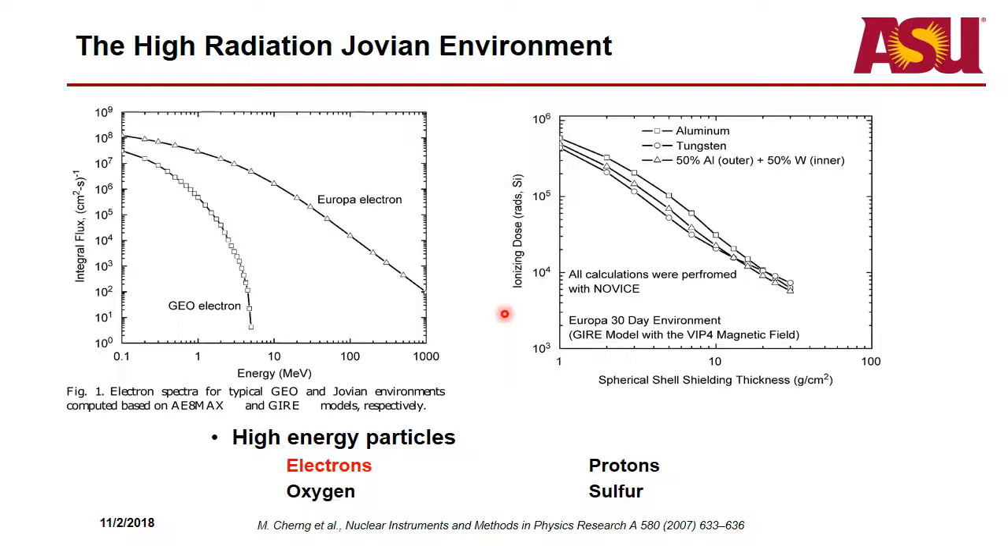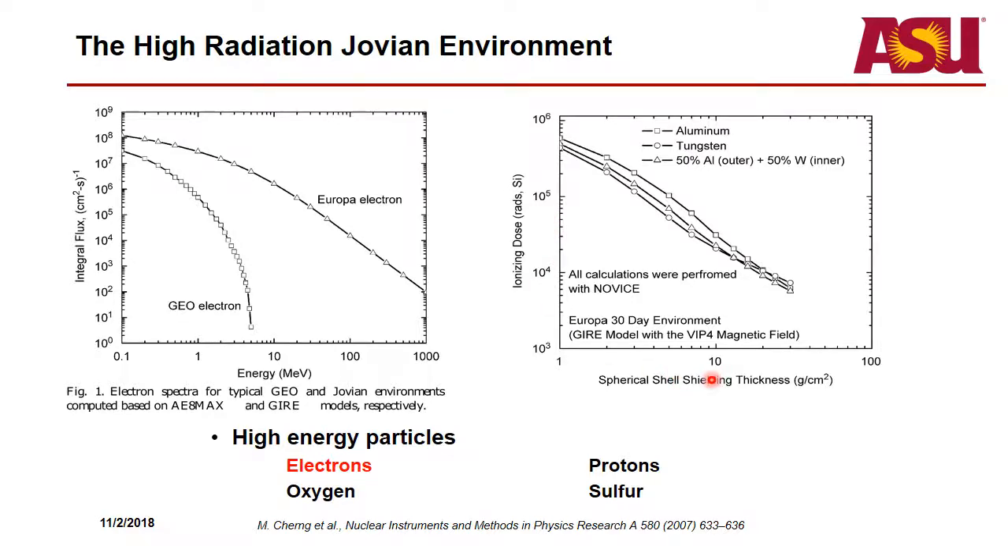to be rad hard. Just from this plot, you can tell that for Earth-based radiation, we only have a few MeV electrons, and geo-orbit only goes up to maybe about 5 MeV. Whereas for the Europa environment, it's higher than a GeV of energy of electrons. And not only does it have a wider spread of electron energies, the number of high energy electrons in Jupiter's magnetosphere is about 6 times that of Earth's.